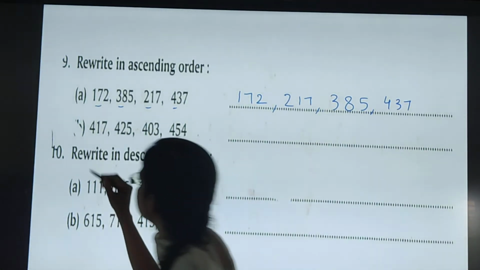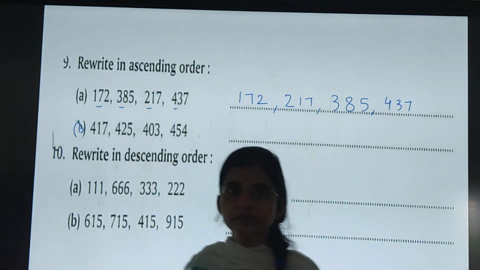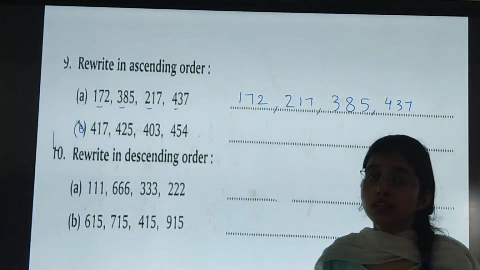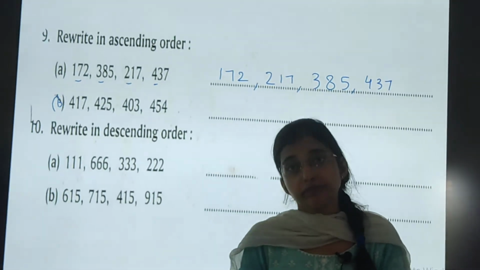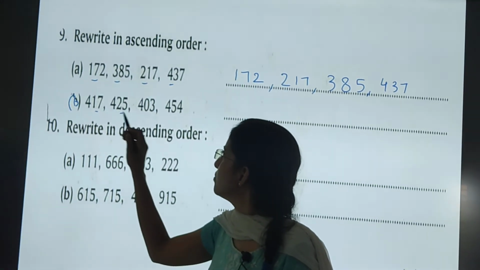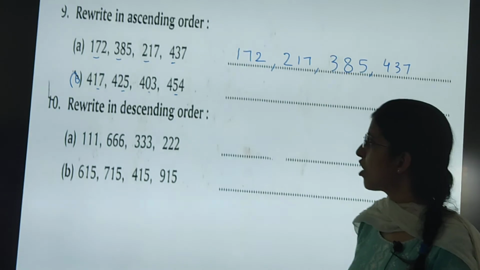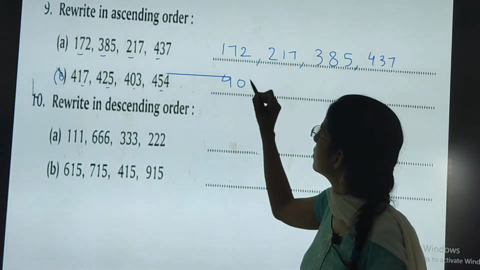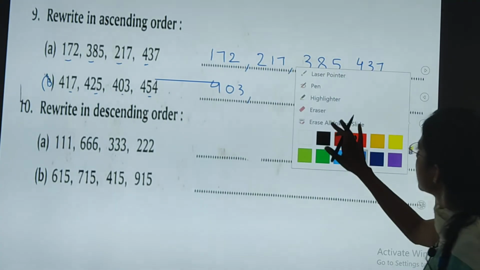Now let's do B. This is B. 417, 425, 403, 454. All the hundreds digits are the same, 4. No worries, jump to the tens place. Then we are having 1, 2, 0 and 5. Which is the smallest of these? It is 403. Why is 403 the smallest, kids? Tell me.